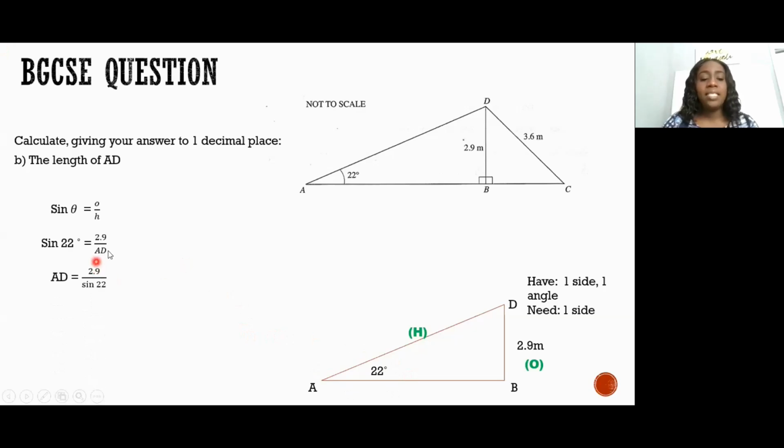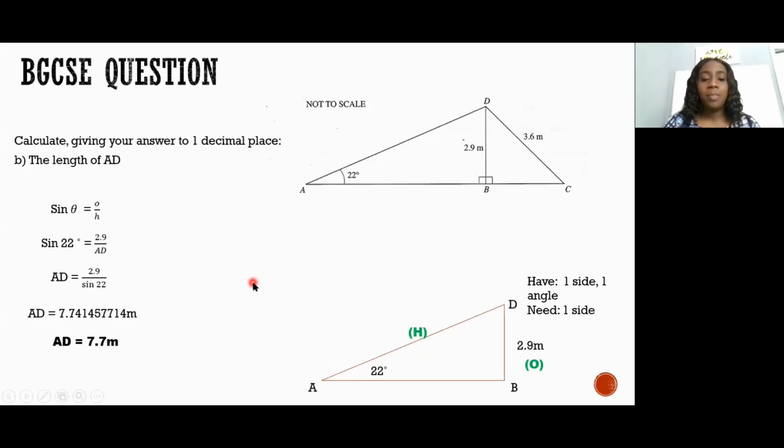All right, so AD is the unknown and it's at the bottom. When it's at the bottom, what do we do? We swap. So I did that. Remember they said they want my answer to 1 decimal place. Done. So my answer is going to be AD is equal to 7.7 meters, okay?